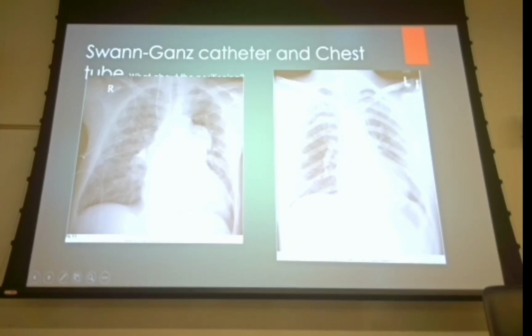So other things to consider, tube placement. If you're called on to do a portable chest x-ray on a patient, you've got tube placement. This is Swan-Ganz. Swan-Ganz goes all the way through the heart into the pulmonary artery. You notice we got a little bit of rotation there, but really all we're looking for in this case is the tip of that catheter.